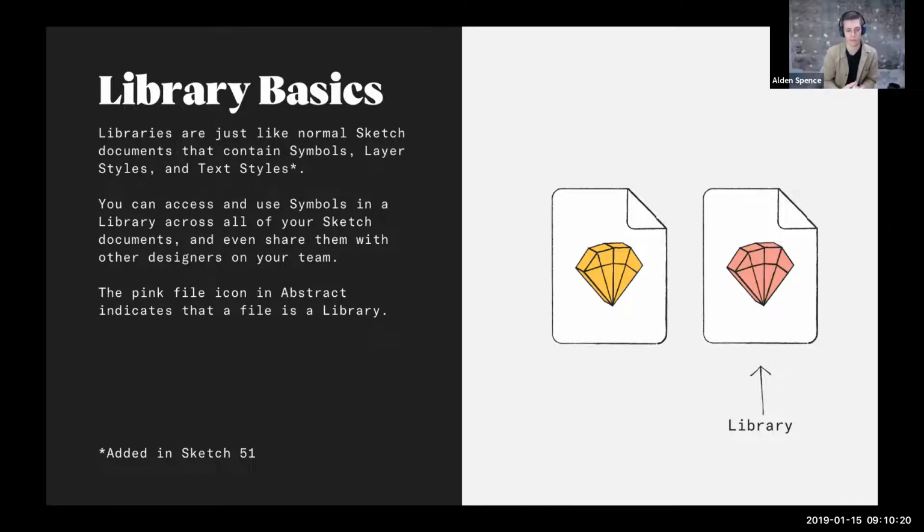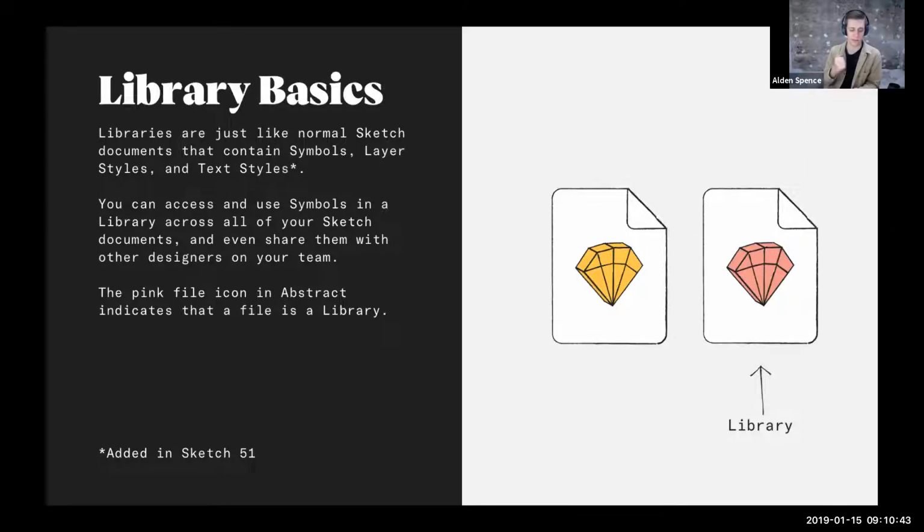When libraries came into the picture, it meant that we could share symbols across multiple documents pretty much. So a Sketch library file pretty much means that the symbols, text styles, and layer styles can be shared across other documents, and by proxy of Abstract, across multiple projects.